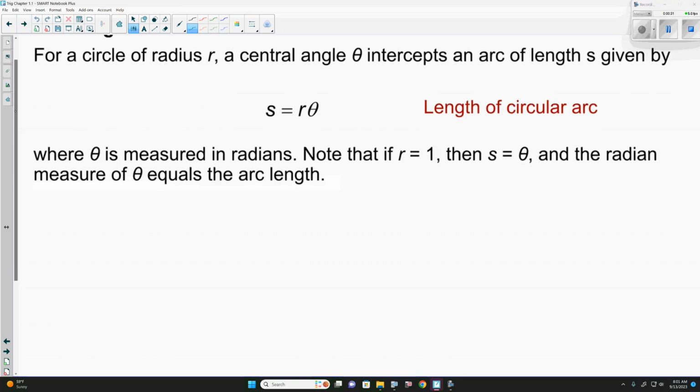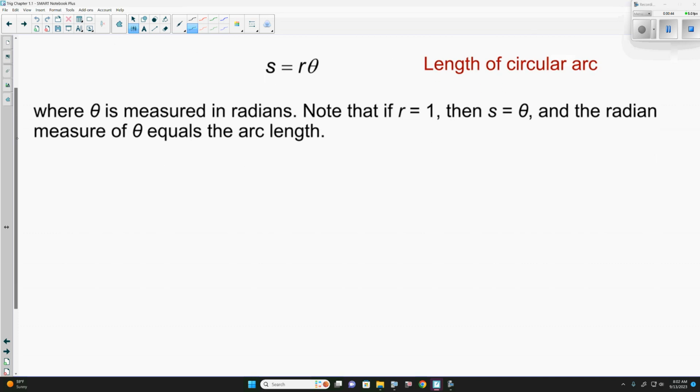Arc length. For a circle of radius r and central angle theta, an arc of length s given by s equals r theta is this here, where theta is the measure in radians. Note that if r is 1, then s is equal to theta, and the radian measure of theta equals the arc length.